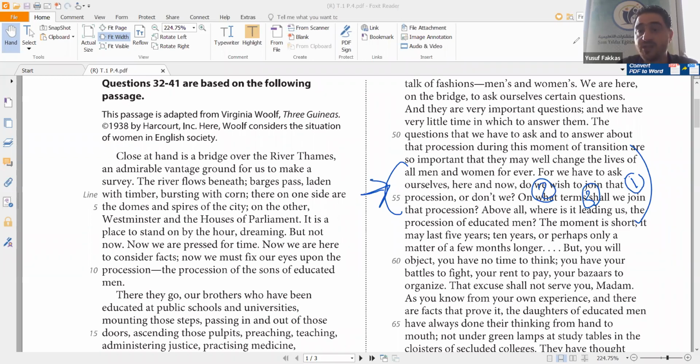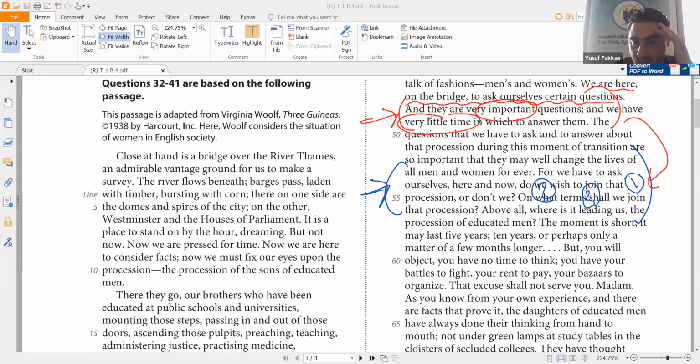Of course, we need to go back this time a little bit, okay? Because she said here, first of all, we are here on the bridge to ask ourselves certain questions. And then she described the questions, and then she told us what those questions are. And they are very important questions, and we have very little time in which to answer them. These are the two things that we should be able to identify in one of the options. First of all, they are important questions. Number two, they are urgent. We don't have enough time. We have very little time to answer them. So I already found my answer here.